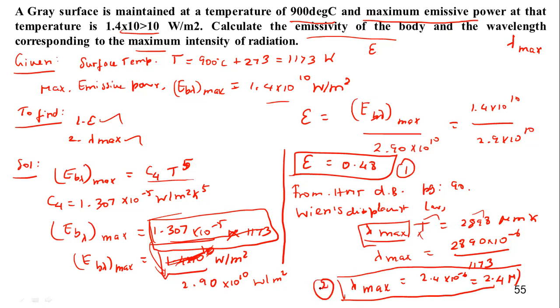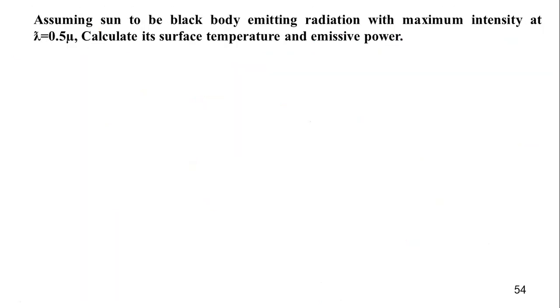So in this problem, we use the HMT data book, page numbers as given. Next problem, we find out the surface temperature and the emissive power. In this problem, the maximum intensity wavelength is given. First we write out the given data. The wavelength is given as 0.5, and we convert 0.5 into 10 power minus 6 meter.